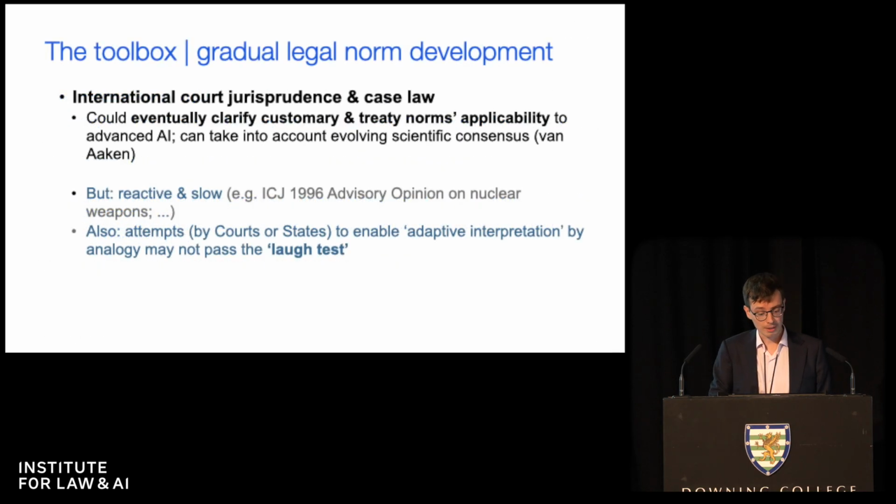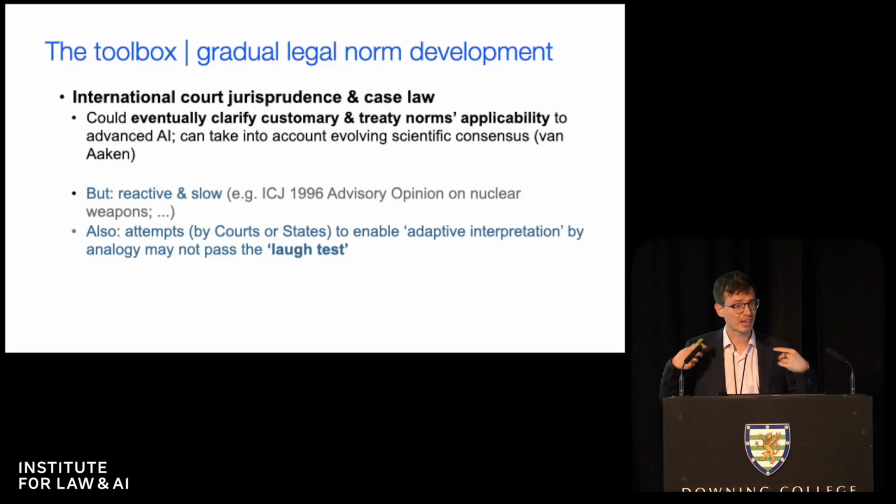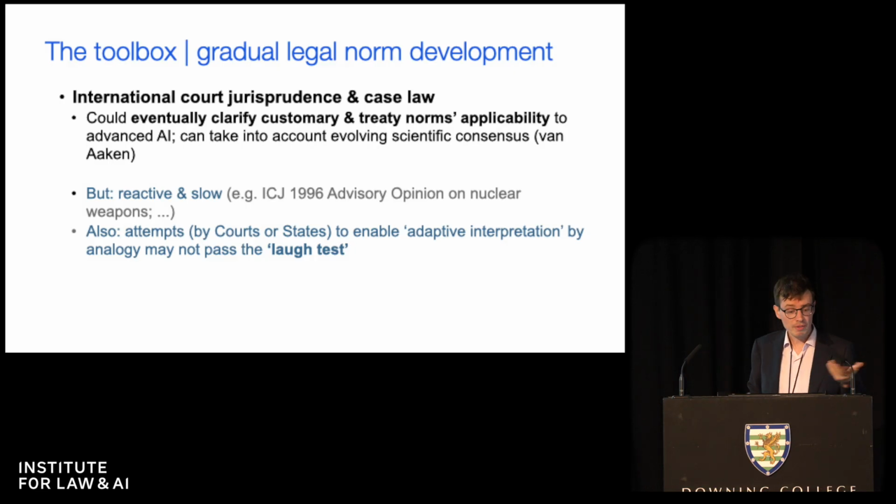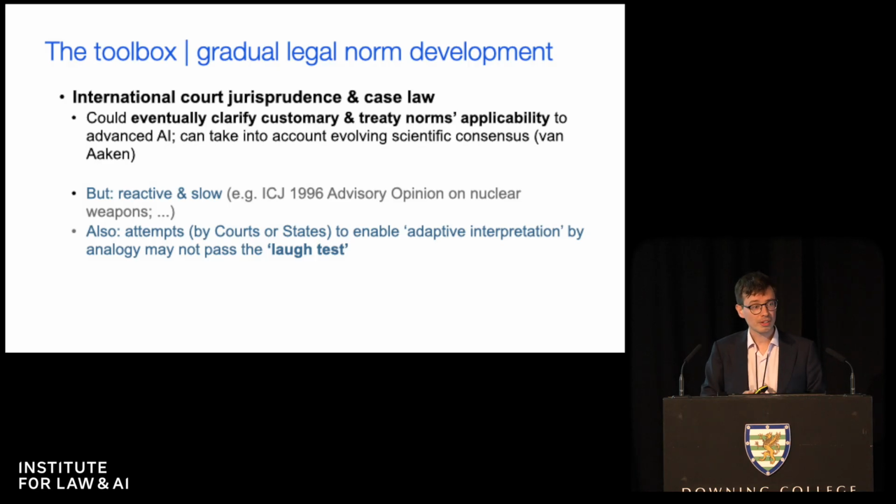Related to that, you can think about what helps in the development of legal norms. One avenue is to look at what international arbitral bodies or international courts develop in case law. This can take into consideration evolving scientific consensus, and it can clarify how these norms apply. We've seen this even in strictly non-binding advisory opinions in the climate change case, where the ICJ and the Inter-American Court on Human Rights have developed human rights obligations, and the Tribunal on the Law of the Sea as well.